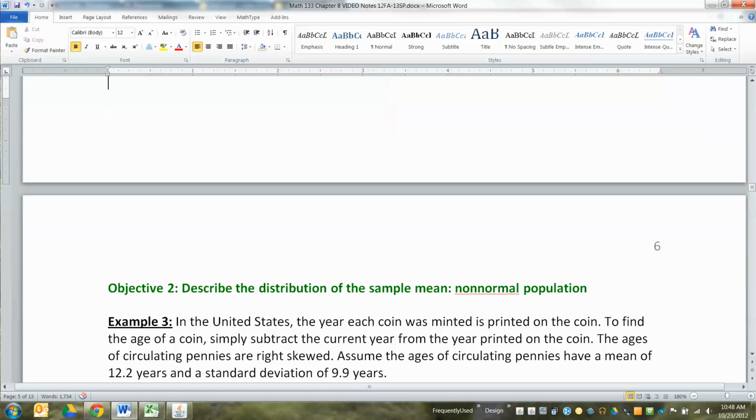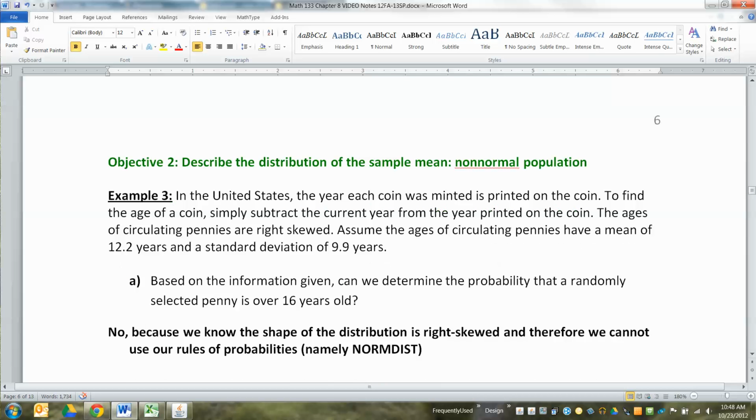All right, let's look at the next one. So in the US, the year each coin was minted is printed on the coin. So to find the age of the coin, you subtract the year printed on the coin from the current year. So for example, it's 2012 right now when I'm making this video. If I pick up a coin that was made in 2000, that's 12 years old. So its age is 12 years.